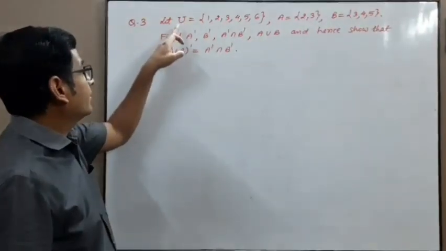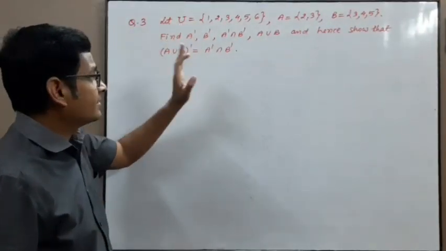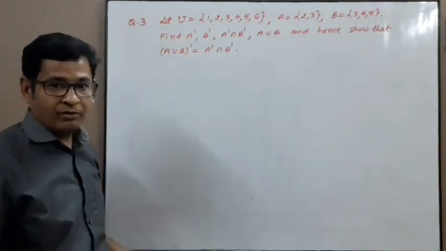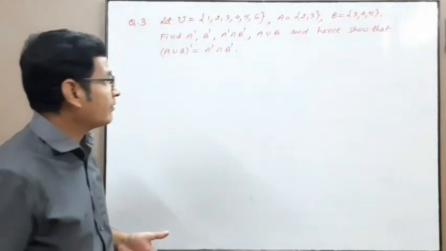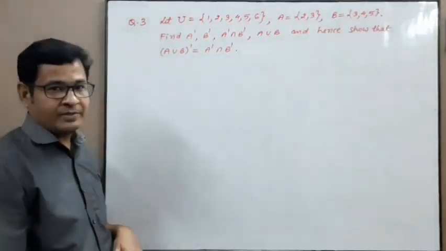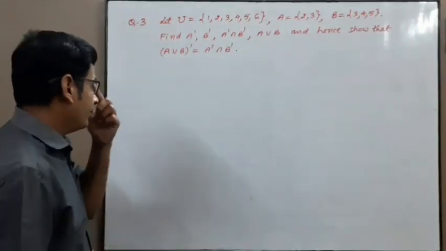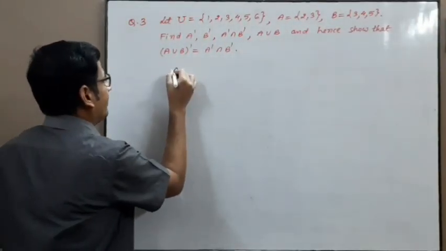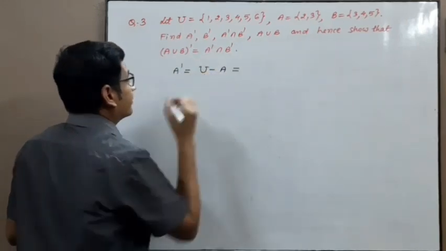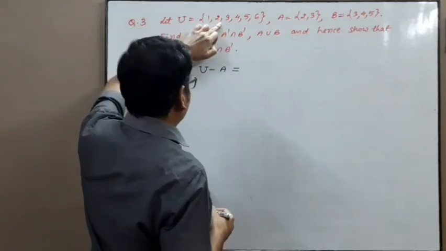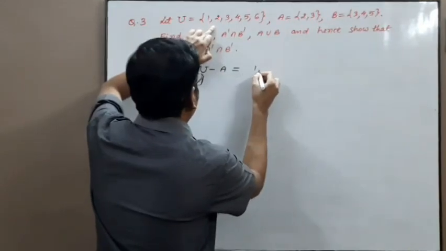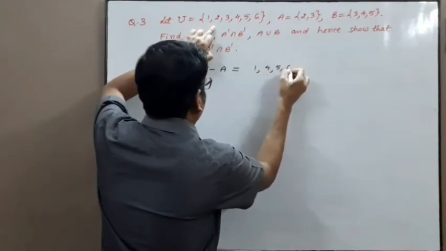Next problem. Let U be equal to this, A equal to this and B equal to this. Find A complement, B complement, A complement intersection B complement, A union B, and hence show De Morgan's law: (A union B) dash equals A dash intersection B dash. A complement is equal to the universal set minus A. U minus A means write all the elements of U which do not belong to A. So except 2 and 3, write all the elements: 1, 4, 5, 6.